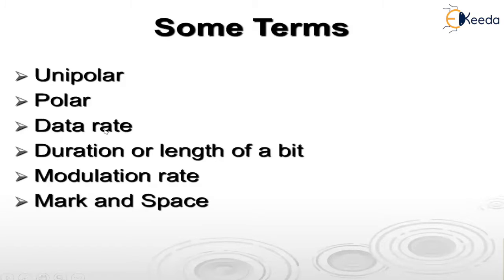Then data rate, the rate of transmission in bits per second. Then duration or length of the bit is the time taken for a transmitter to emit a bit. Modulation rate is the rate at which the signal level changes. This can also be called the baud rate. It depends upon which digital encoding technique is used. The next term is mark and space, that is, the mark frequency and space frequency. Mark frequency and space frequency are used to represent binary 1 and binary 0 respectively.